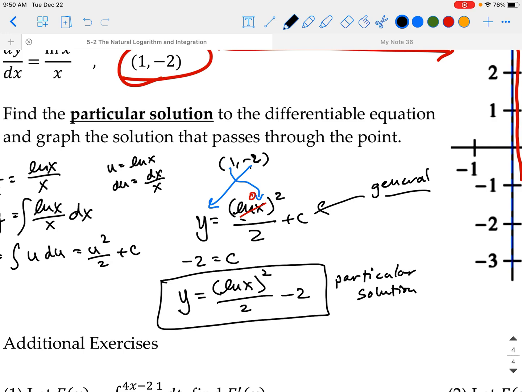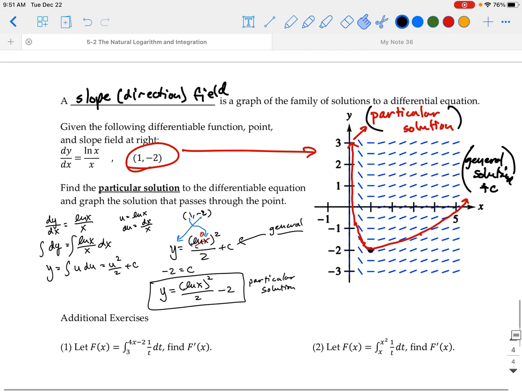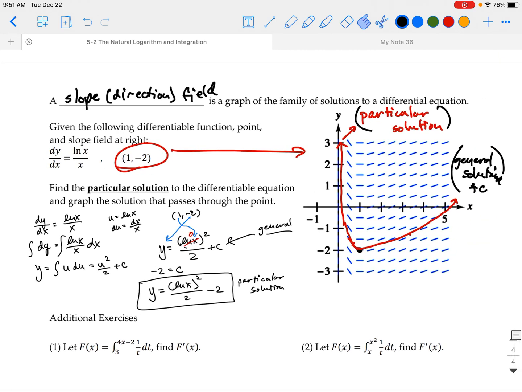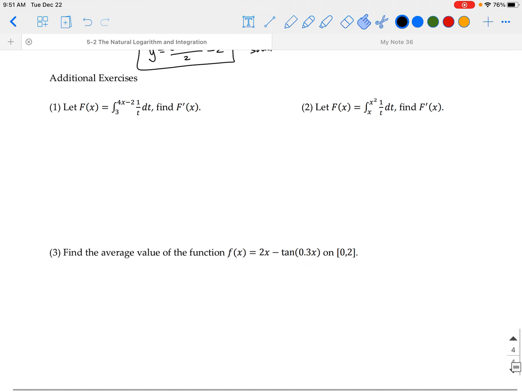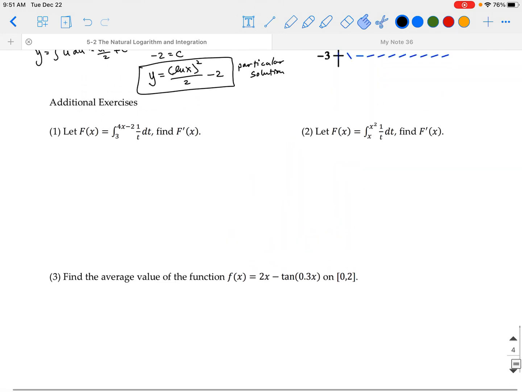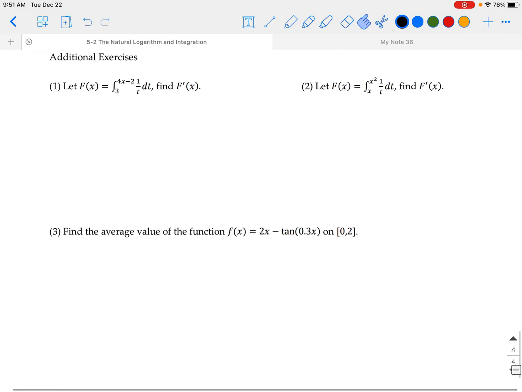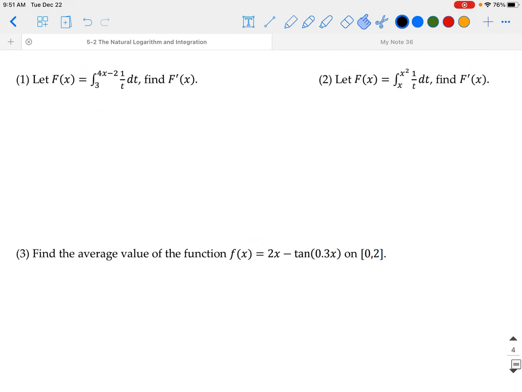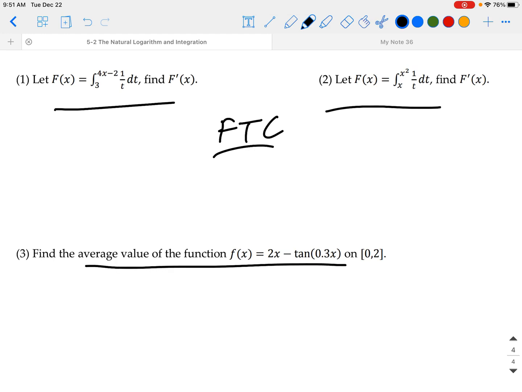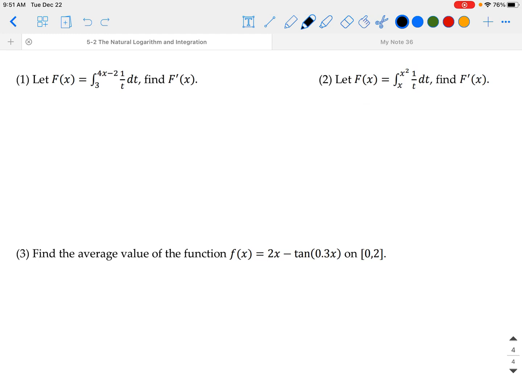So those are our particular solutions once we've actually solved for that c value. All right, so that kind of does it for most of the new material. We'll look below here to some additional exercises. It looks like there are 3, and they're going to employ things that we did in chapter 4. Both of these questions are going to be fundamental theorem of calculus part 2 questions, where we take the derivative of an integral function. And then the average value is something we also looked at in the fundamental theorem notes. So let's go ahead and calculate both of these quickly.